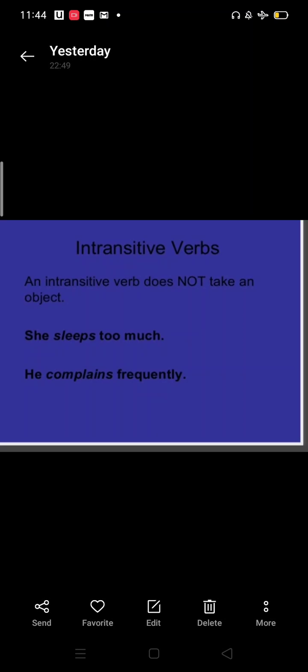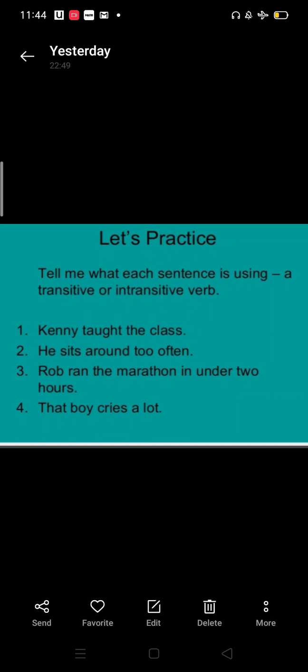Intransitive verbs. An intransitive verb does not have an object. Like, she sleeps too much. You can see here there is no object, so it is an intransitive verb. He complains frequently. Again, there is no object on which the action is done by the subject, so it is also an intransitive verb.